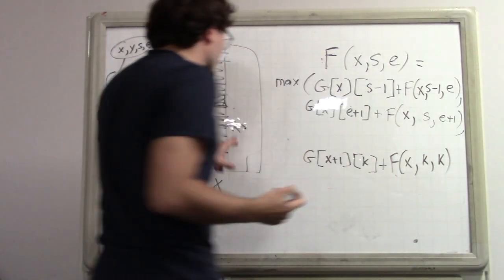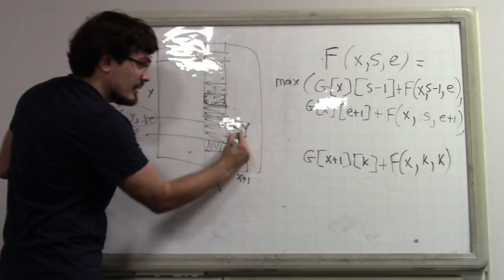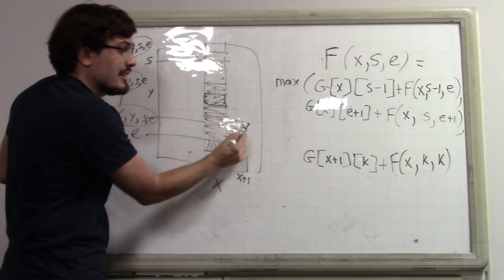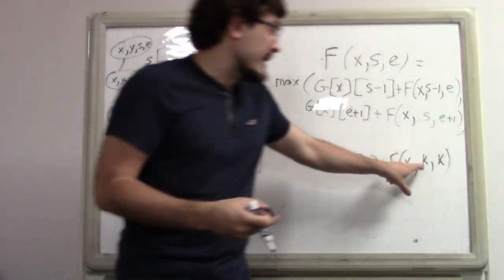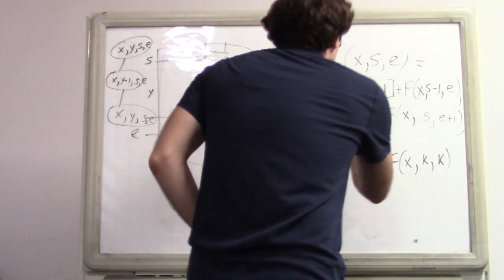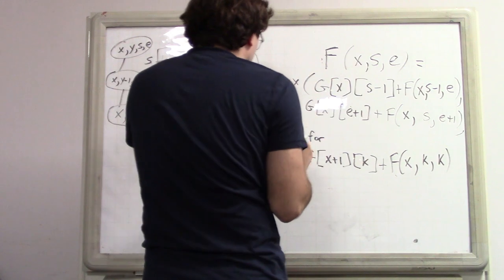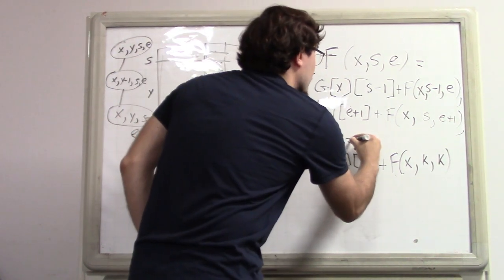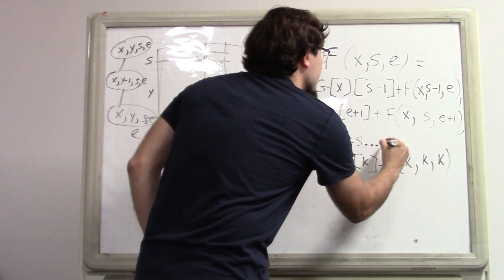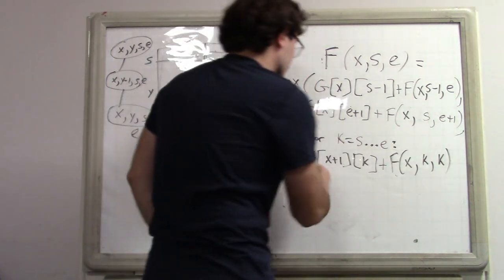Because my range is now k. When I go to the new row, I have updated to x plus 1, but my range is now just this one cell in this row. So from k to k inclusive. These choices are in a loop. This is for k from S to E. I can take anything from S to E, and I give myself this choice.